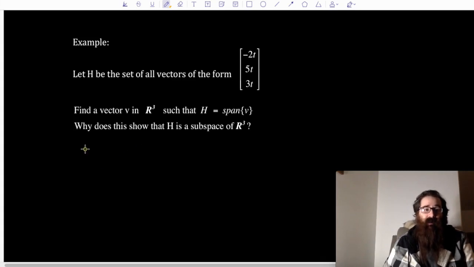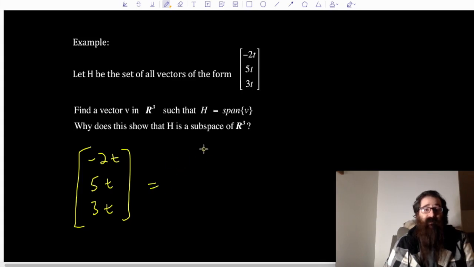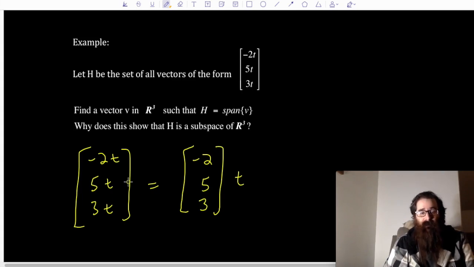But if I take a vector of this form, where the first entry is negative 2t, next entry is 5t, the next entry is 3t, probably noticing that I can just factor the t out. We'll do that. Bring the t out, and I'm left with the vector negative 2, 5, 3. If I multiply the t back in, it brings me back to where I was. But this, we're saying that t can be any real number.